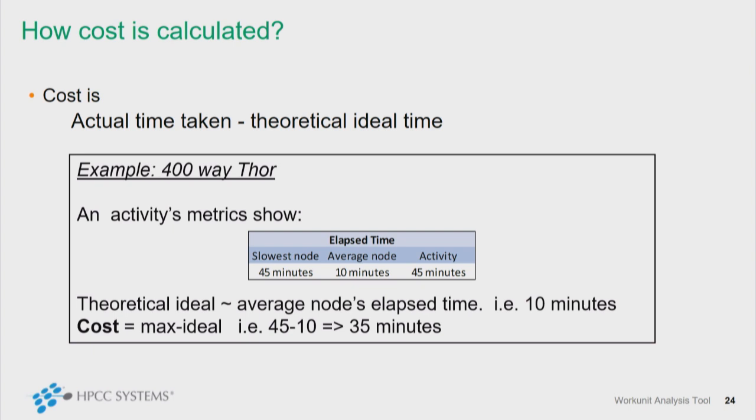So on a 400-way, if you have the slowest node taking 45 minutes and the average node taking 10 minutes, then the entire activity time is 45 minutes. Now, if you could spread that load evenly across the entire cluster, then the whole activity should take 10 minutes. So the theoretical ideal is 10 minutes. So we use time as a cost. So we say that if the actual time is 45 minutes and its ideal time is 10 minutes, then the cost of this issue is 35 minutes. Okay.